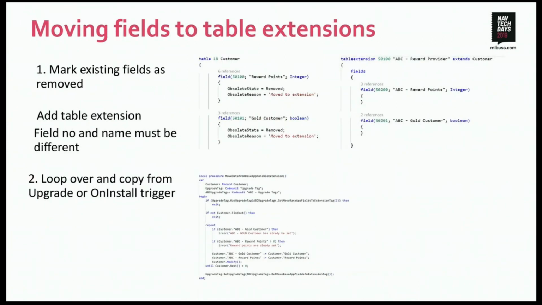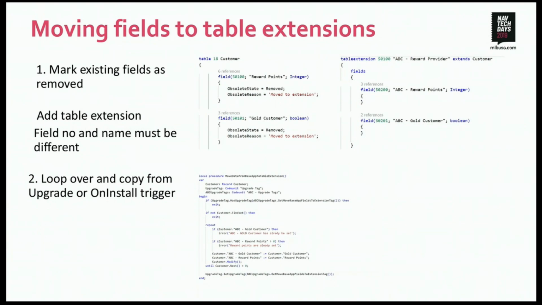Now, the part which is bad is moving fields to the table extensions. And if you need to do this right now, this is the process that you need to do. So you need to mark the old fields as obsolete. You need to introduce a table extension, get a new name and a new number, and then you have to write this C/AL code which is doing the loop, right? It's going to do the for each and copy and move the field one by one. And basically this is really bad.